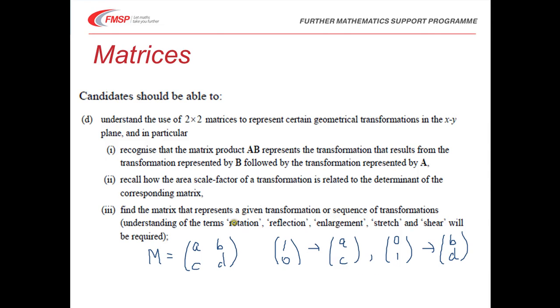There are some matrices given in your formula book. So for example, the rotation of theta about O, that matrix will be given to you. And there is another one which is the reflection in the line y equals tan theta x. So again, it's worth just checking your formula books for those.